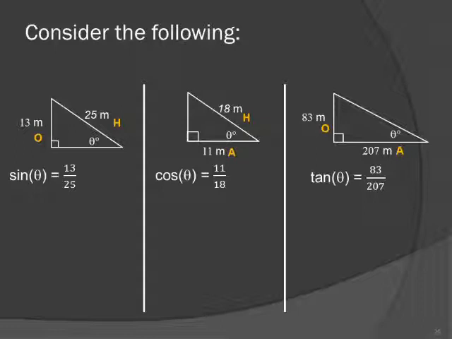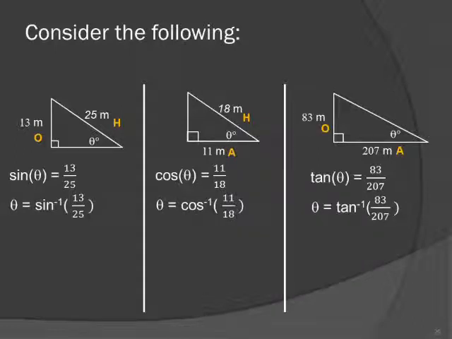So we now need to move each of those ratios to the other side to say, in the first one, theta is going to be sine to the minus 1 of 13 over 25. In the second one, theta is going to be cos to the minus 1 of 11 over 18. And in the third one, theta is going to be tan to the minus 1 of 83 over 207. Recommendation: I know mathematically we usually tell you to simplify fractions. Don't worry about it. Your calculator will do it all for you.